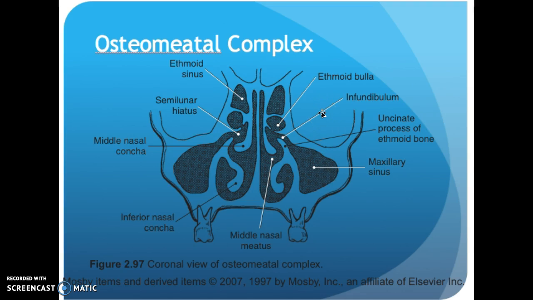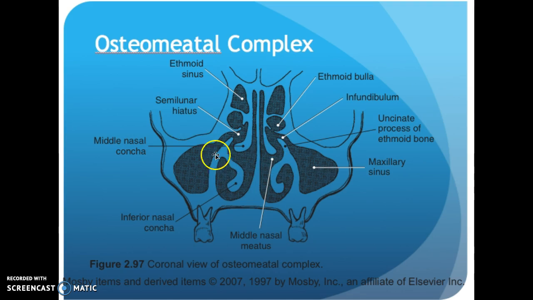Okay, this is your osteomeatal complex. We've covered this, but we're going to cover it again. So you have your ethmoid bulla. Now, I remember the bulla because it looks round. You'll be able to tell the difference because it's very round. So your maxillary sinus drains through your infundibulum down to your middle nasal meatus.